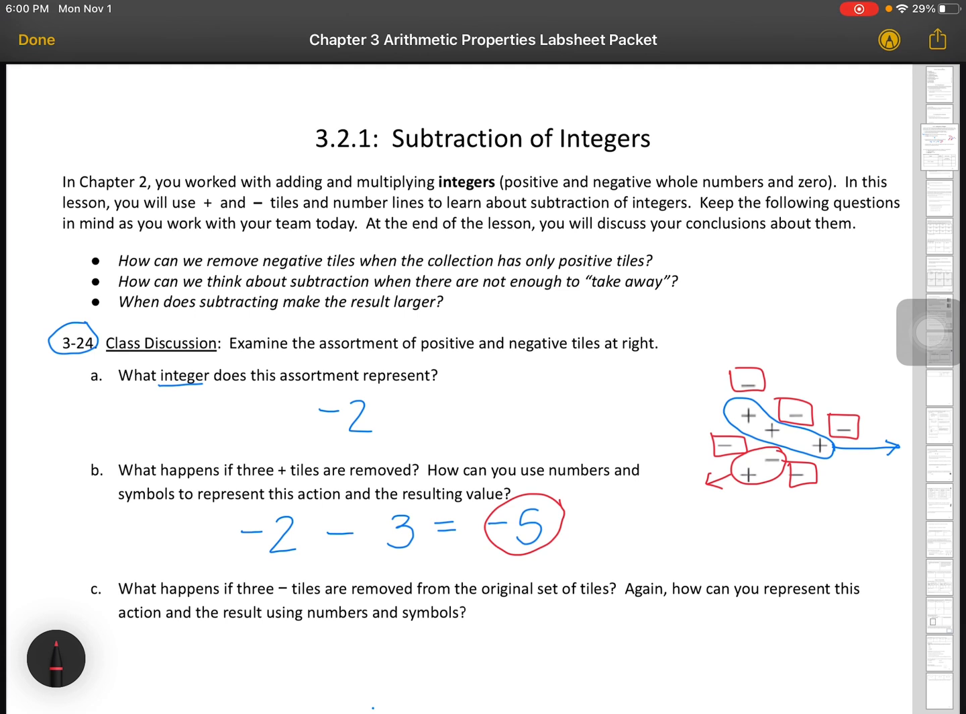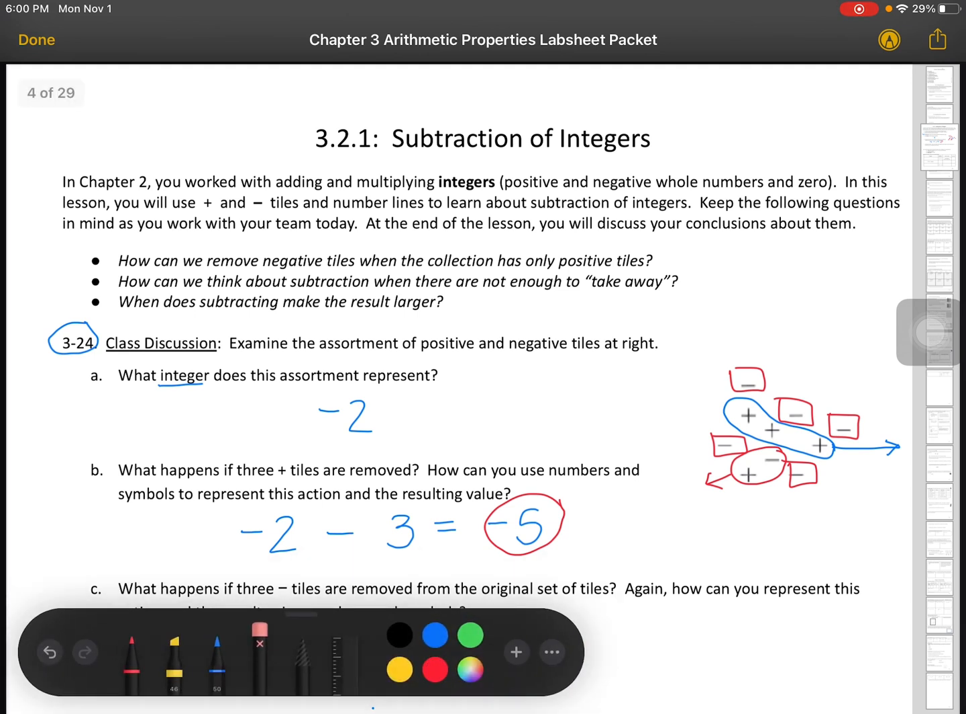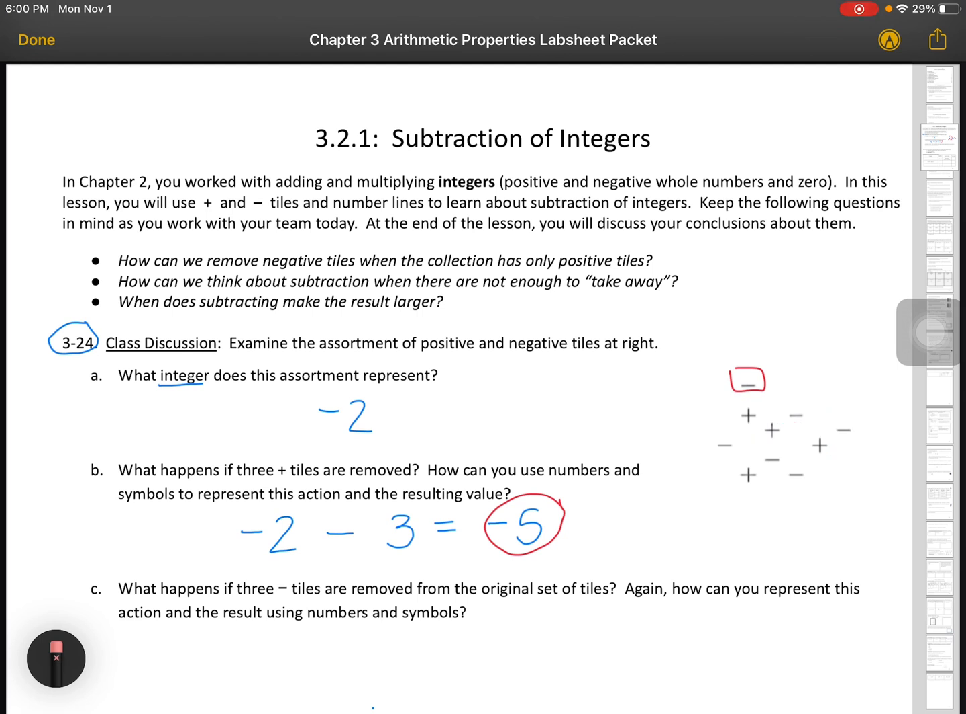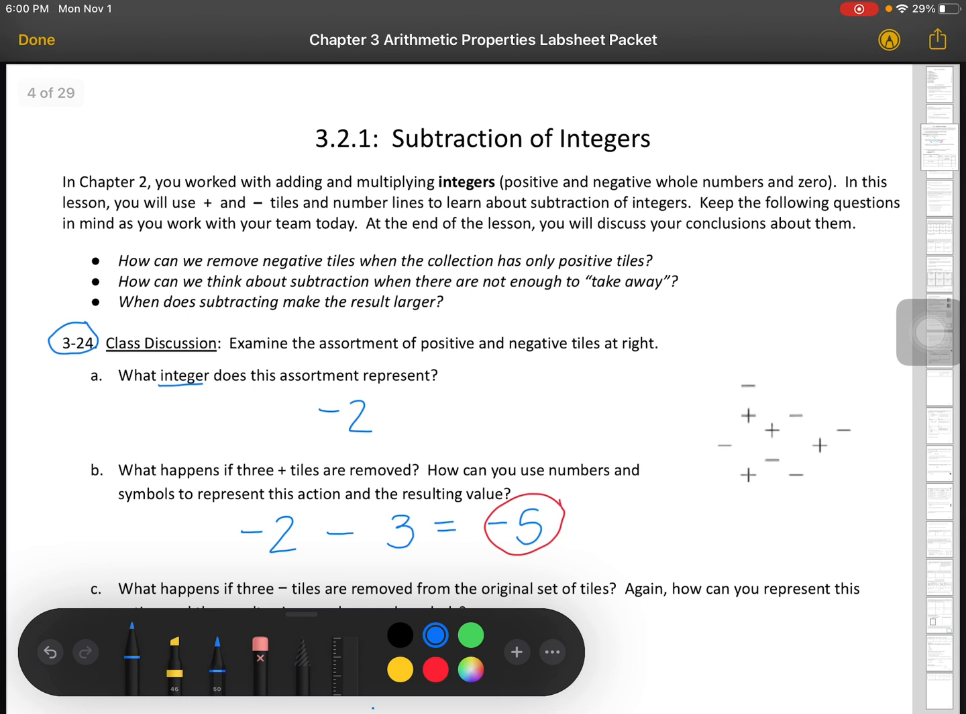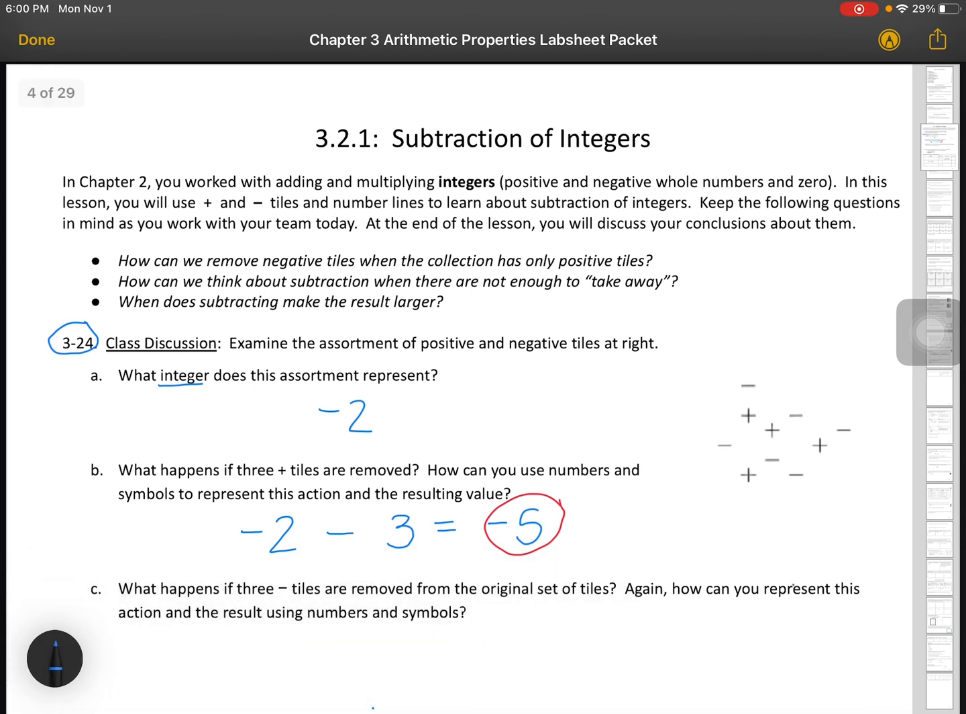So problem C says, what happens if 3 negative tiles are removed from the original set of tiles? So let me erase what I showed you here, and we'll start with that original set. And they would like to know what happens if 3 negative tiles are removed. So we want to take away 3 negative tiles, and then they want us to represent this using numbers and symbols. So we always want to be able to write an equation or an expression. So if 3 negative tiles are removed, well, I'm going to take 3 negatives this time, and I'm going to remove them.